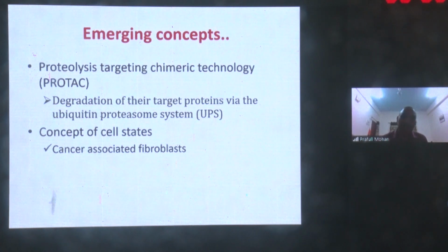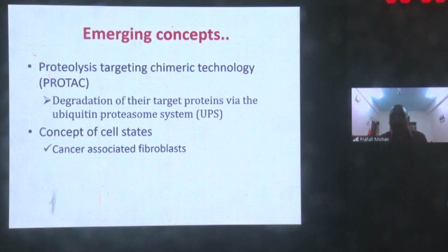And of course, then at the end, there's the emerging concept of cell states, which says that a body of cancer cells, I would say, will have a mix of types of cancer cells. Some of them would be trying to metastasize faster. Some of them would be in a stable state, and the tumor microenvironment around the cancer cells will determine which stage the body of cancer cells lies in. The most important of them is cancer-associated fibroblasts.